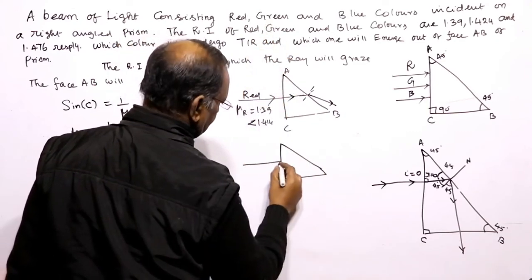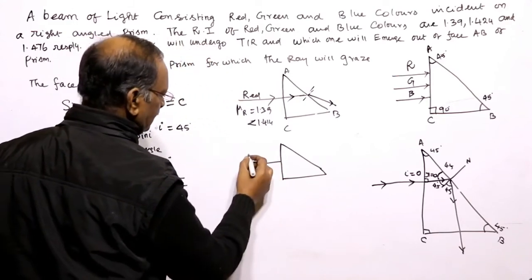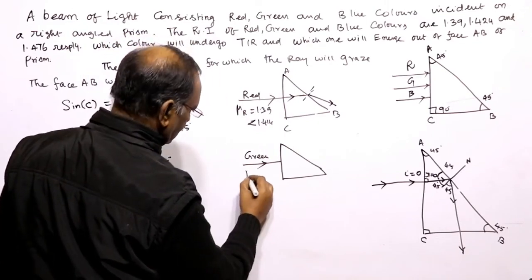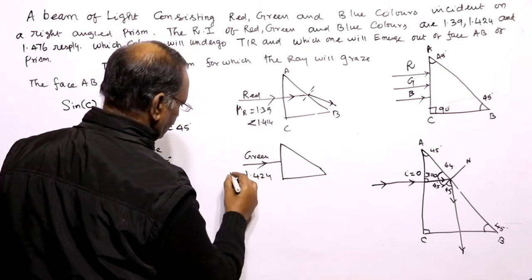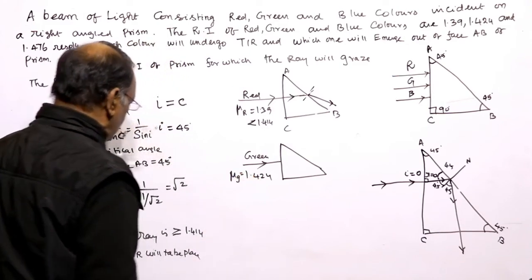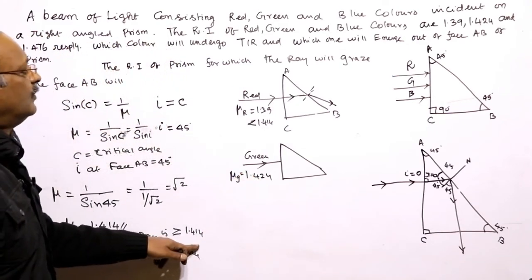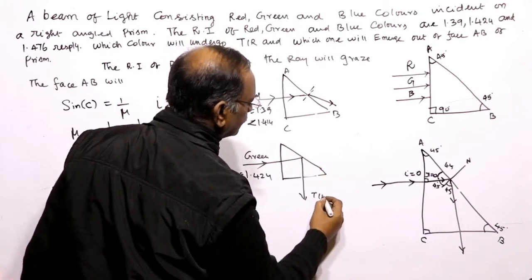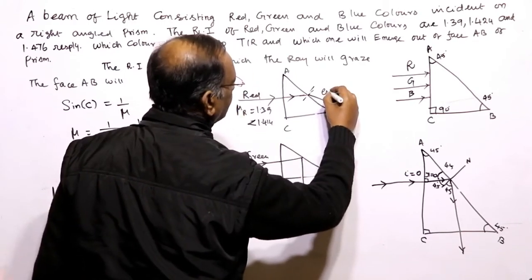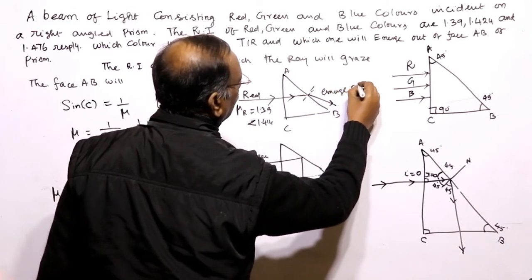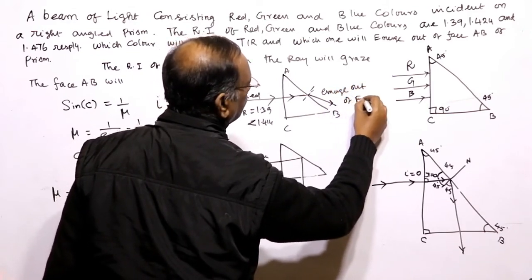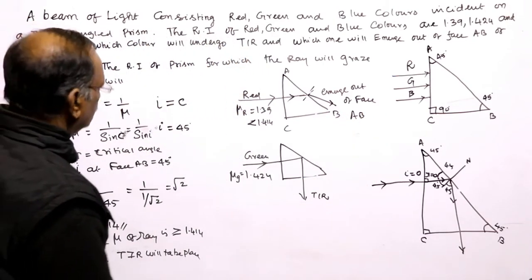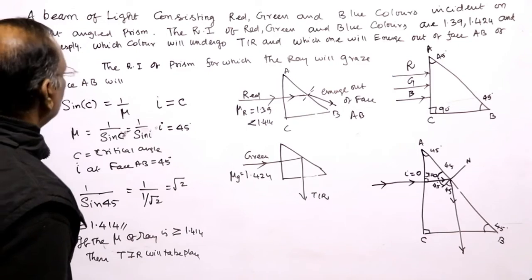Now for the green color, the refractive index is equal to 1.424. So it is greater than 1.414, therefore it will undergo total internal reflection and will not emerge out of face AB. Then the blue, which has 1.476.